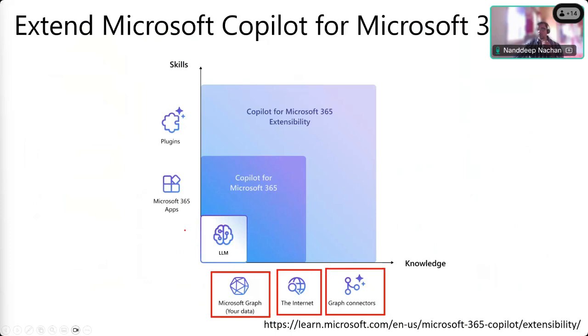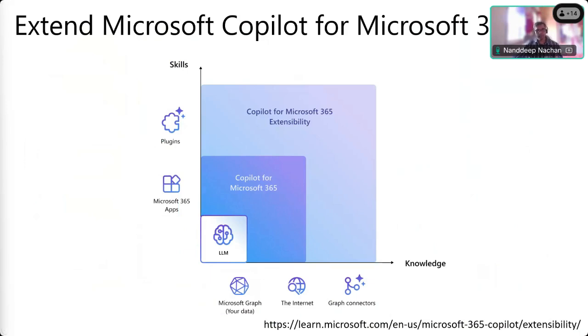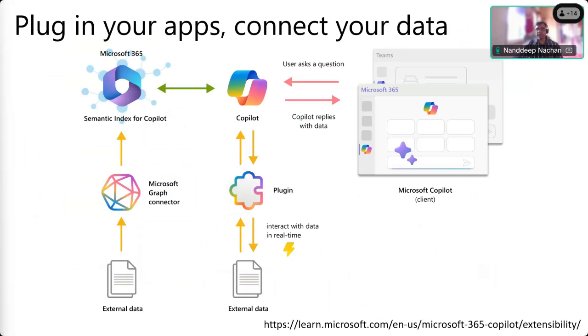The other thing, on the y-axis: you already have access to the LLM using Copilot. You are using all those applications where we have access to Copilot, and on top of that you can create something called plugins. If you want to create plugins, there are multiple ways, for example you can use the Microsoft Graph connector or plugins.